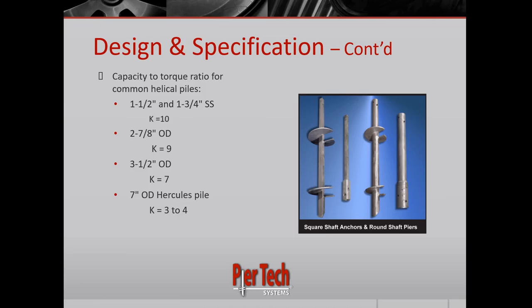As an example, let's say you put 10,000 foot-pounds of torque on both a 1.5 inch square shaft and a 7-inch OD helical pile. With 10,000 foot-pounds on a 1.5 inch, you have 100,000 pounds of ultimate load. But if you put 10,000 on a 7-inch, you're only going to have 30 to 40,000 pounds of ultimate load. So it takes quite a bit more torque on a 7-inch to get to the same kind of load capacity. I hope that explains it. If you have questions on this, we can write them down and we'll discuss it a little bit further in the Q&A session.